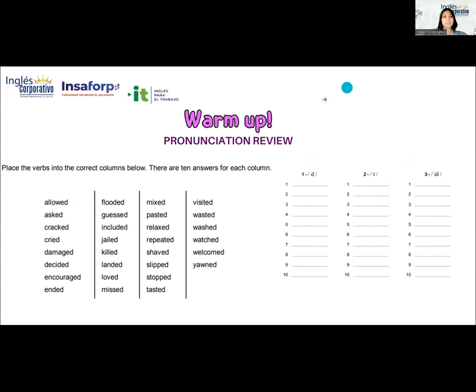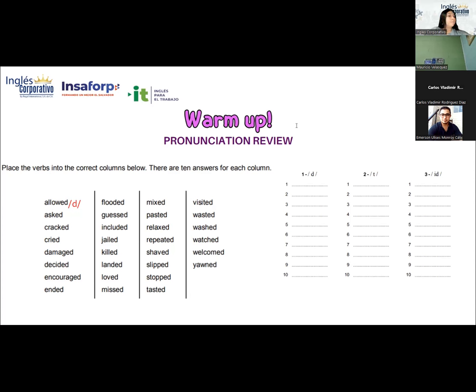Which is the final sound? I think it's the letter T. Allowed. Okay, very good. So in this case, it's going to be allowed. What about number 2? Which is the final sound? Maybe letter D, maybe letter T. It is going to be letter T. Okay, so this one is going to be asked. So allowed, asked. What about number 3?